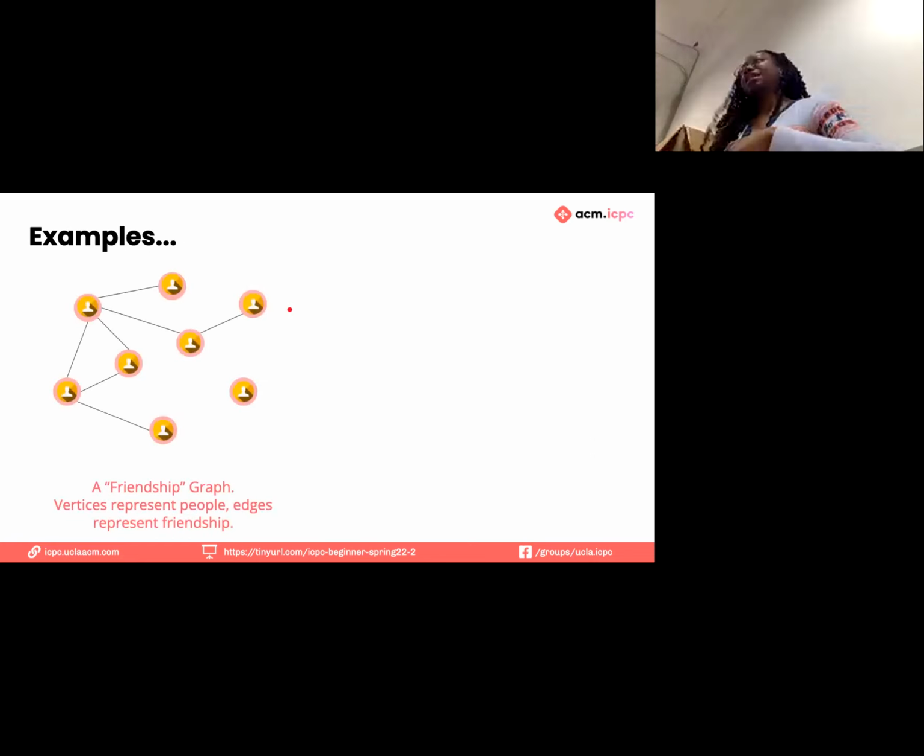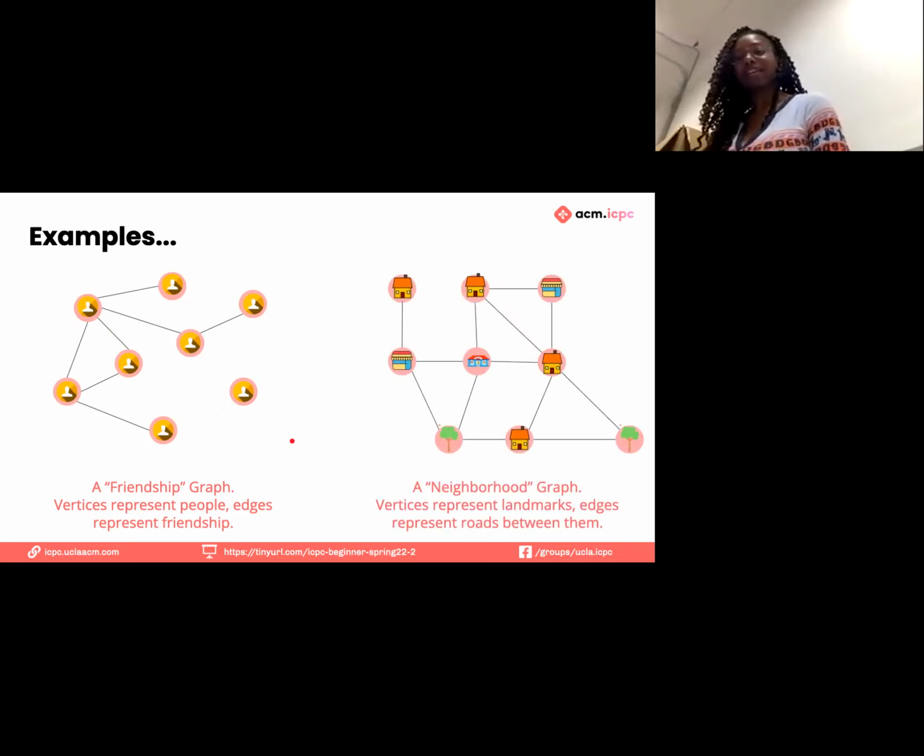So for example, some examples of graphs, you can have a friendship graph, which we also saw in our earlier example, where vertices represent people and edges represent friendships. So we can see this person is well-connected. They have lots of friends and this person is alone. We also have a neighborhood graph maybe where vertices represent landmarks and edges represent the roads between them.